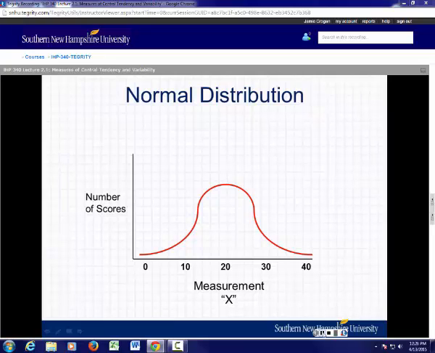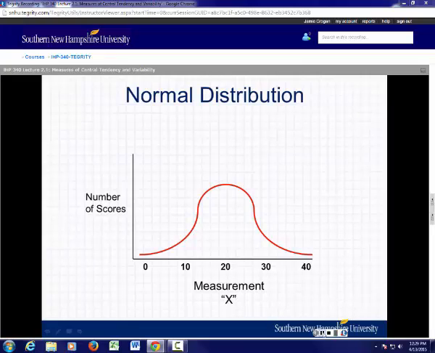The normal curve is a frequency distribution for some measurement that we're going to call x. A frequency distribution shows the number of scores on the y-axis, the vertical axis. So for example, in this graph, the most frequently occurring score was 20, because that is the highest peak of this curve. Fewer people scored 10 and 30, and the fewest people scored 0 and 40.